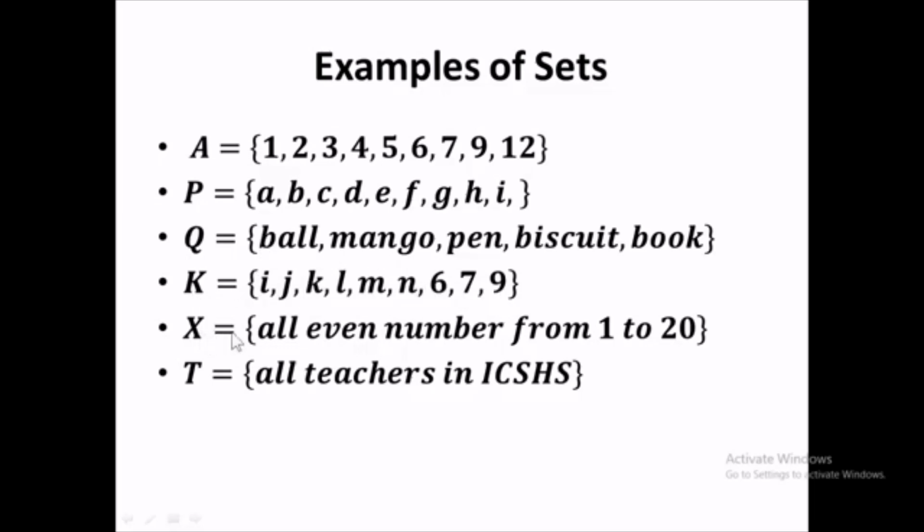We have set X having all even numbers from 1 to 20. That is, this set X has even numbers from 1 to 20 as the elements in it. And then you can start listing those elements out. Even numbers are numbers that are divisible by 2. So from 1 to 20, that means I have 2, I have 4, I have 6, I have 8, 10, I have 12, 14, 16, 18, and 20 as the elements in this set X. Then set T, all teachers in Ifako Comprehensive Senior High School as the elements in that set T. So this is how to name a set, and this is how to enclose.